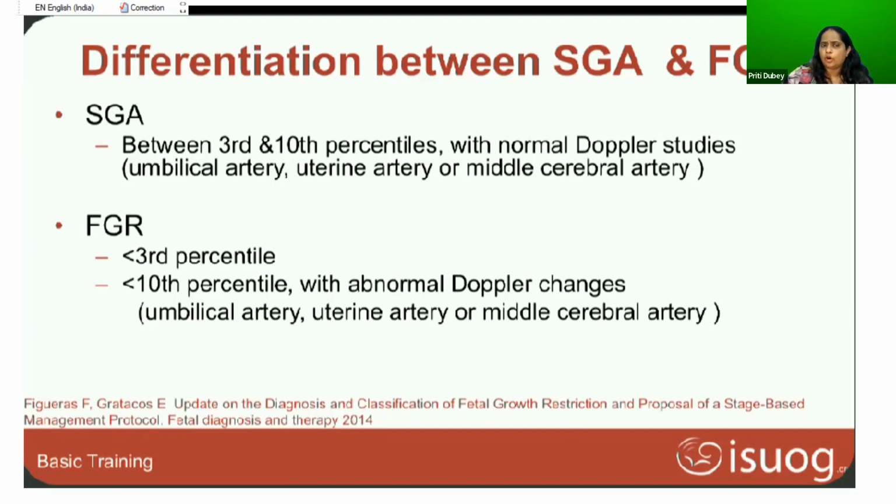So the normal for Doppler, I have already explained. We have to take only maternal arteries, like both the uterine arteries left and right, and for fetal we have to take the umbilical, middle cerebral and the ductus venosus.